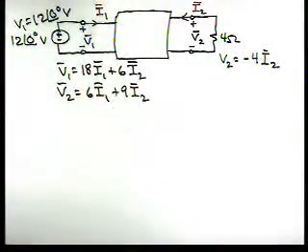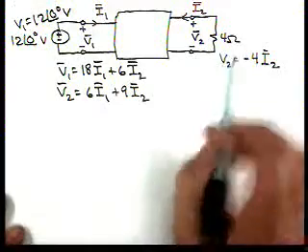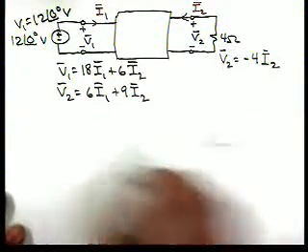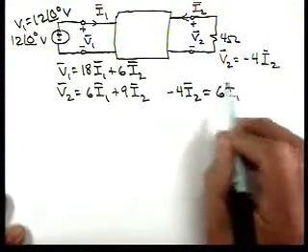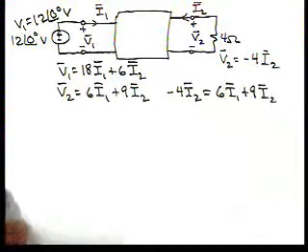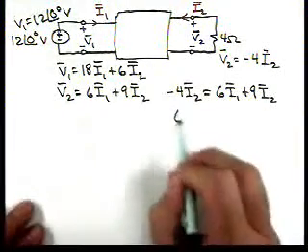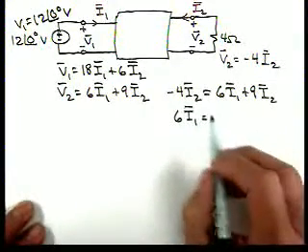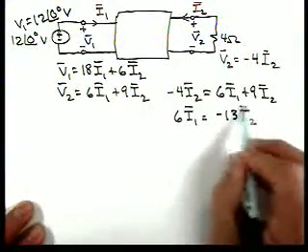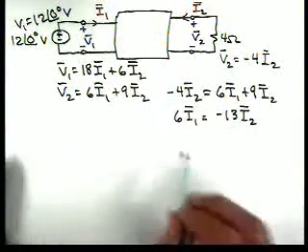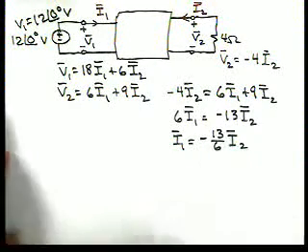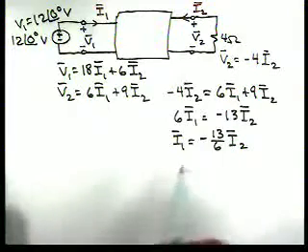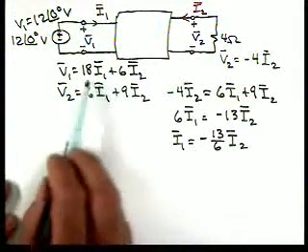So now let's begin to look at our terminal conditions. For instance, let's take now and substitute this into this equation. So I'd have minus 4I2 is 6I1 plus 9I2. So now we have 6I1 is minus 13I2, or that I1 is minus 13 over 6 I2. Okay, now we can substitute that in to this equation.